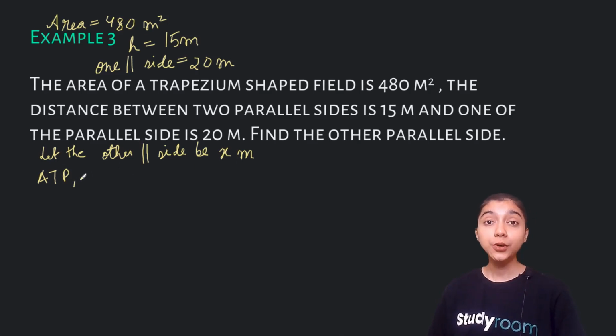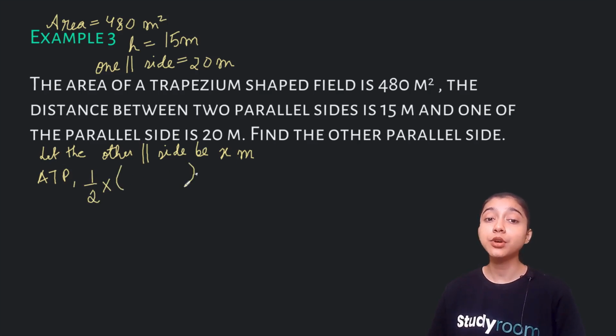Now let us put the formula of area. Area of trapezium. The formula was half multiplied with the sum of the parallel sides.